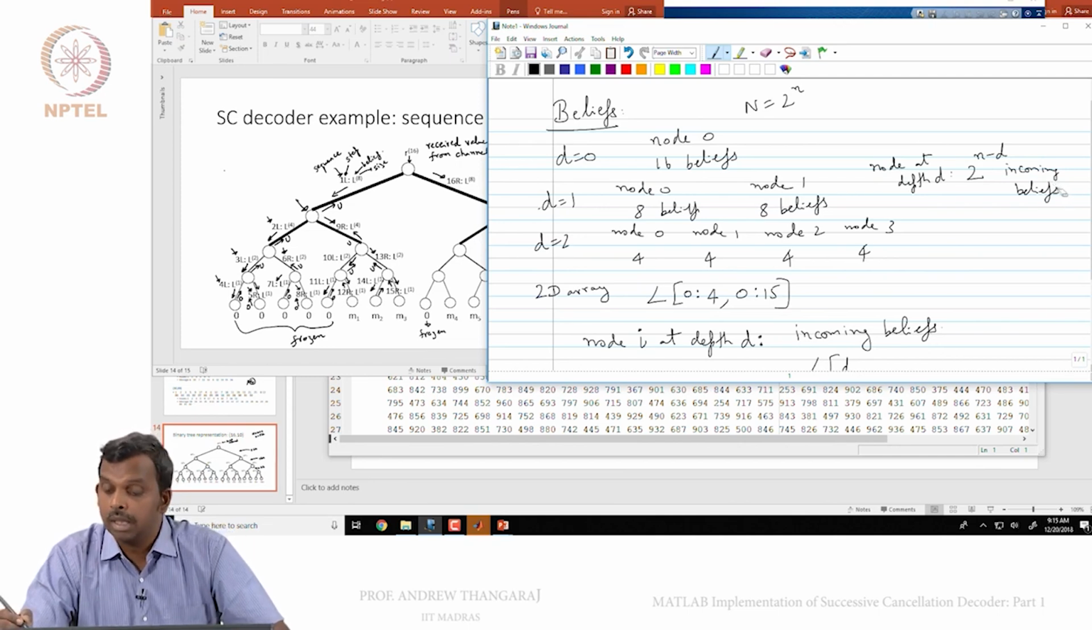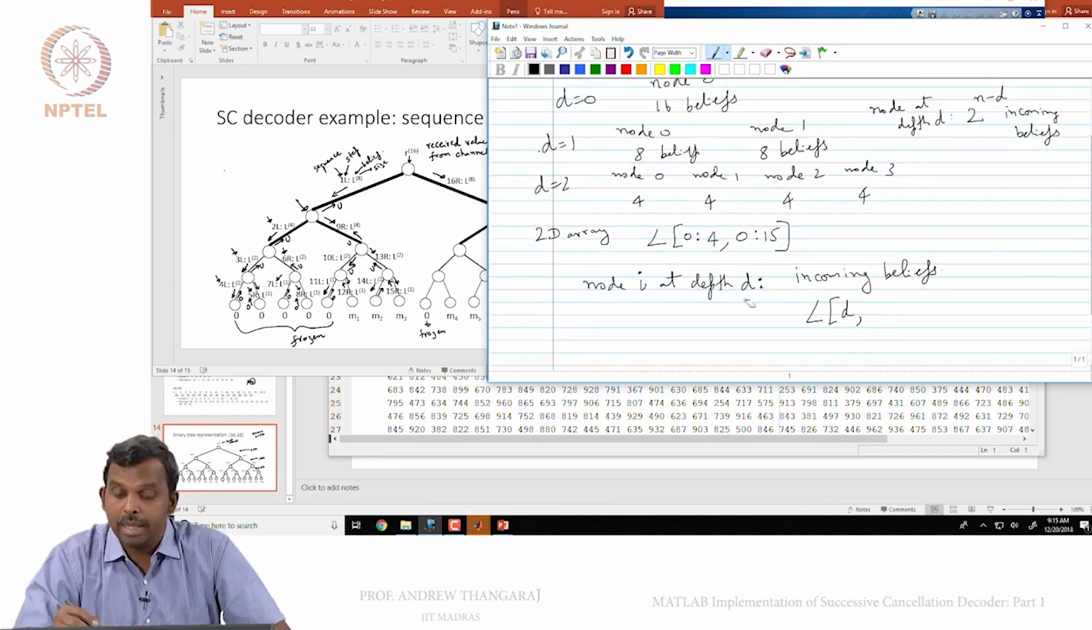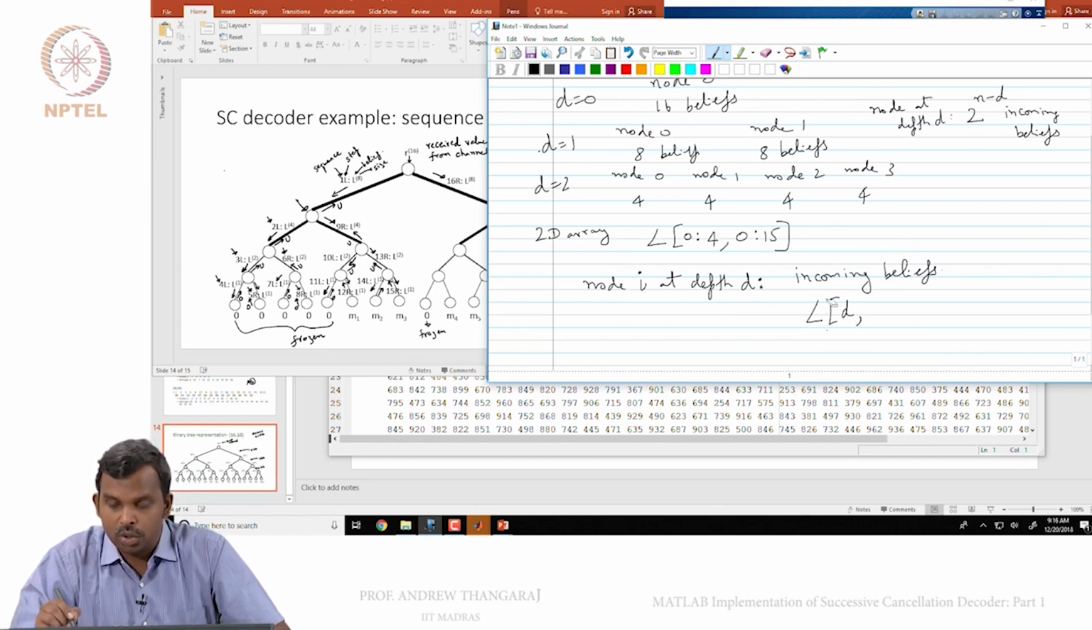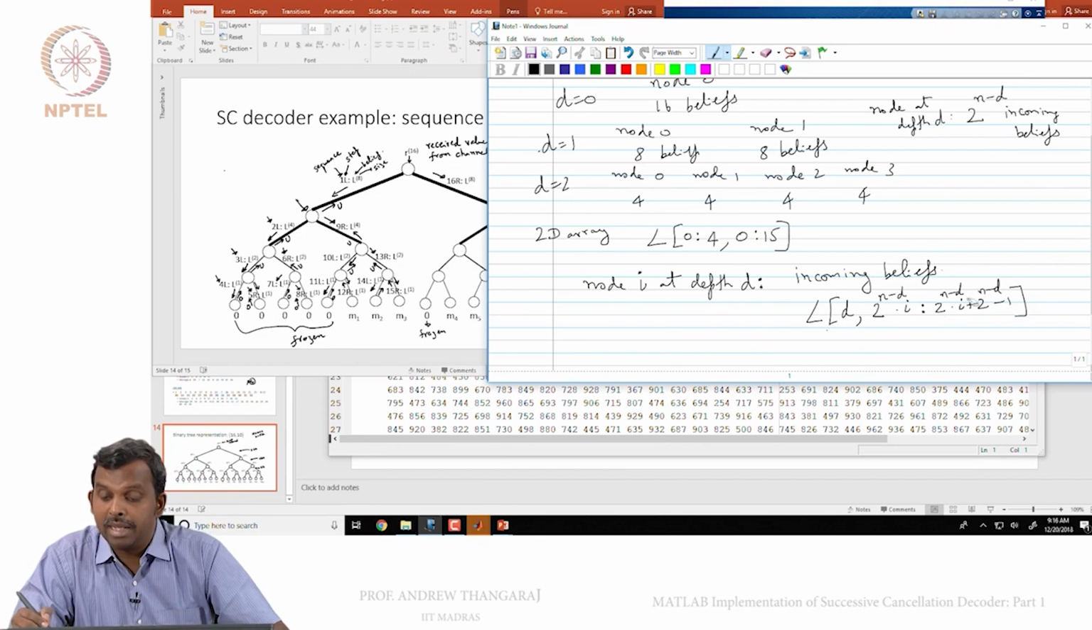Okay, so hopefully that's clear to you. And so if you look at node I at depth d, the array entry it will correspond to is L of d. It will be in the dth row, and then what will be the columns that will be important? It will be 2^(n-d) times I colon 2^(n-d) times I plus 2^(n-d) minus 1. So, this will be the 2^(n-d) beliefs associated with the node I.